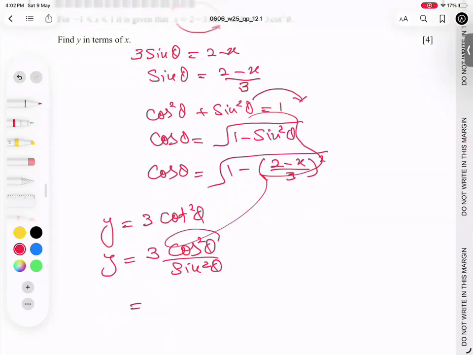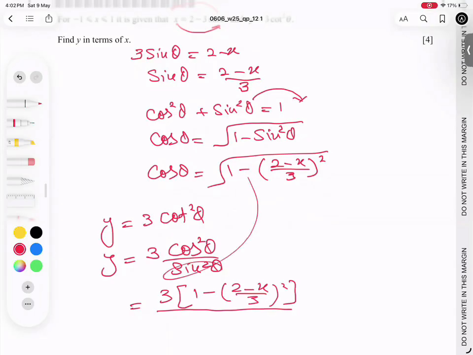So I'm getting here, students, 3 times, in the bracket, 1 minus (2 minus x over 3) whole square. And the sine square value is this. So I'm writing now (2 minus x over 3) whole square. And I hope the point is very clear, students. And we are looking for the y value.